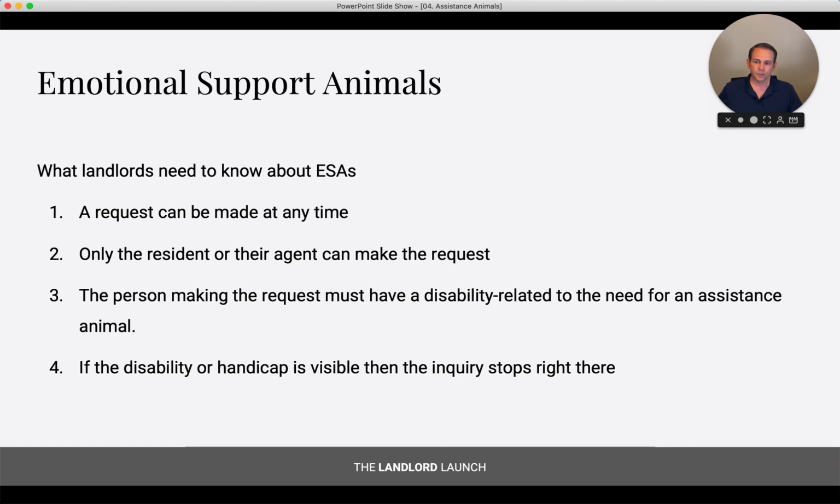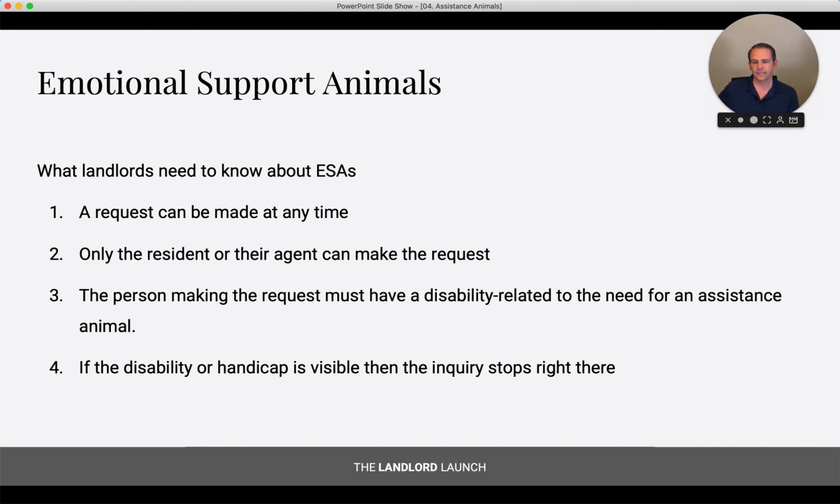Now, only the resident, or if they have some sort of person, it says agent here, but a caretaker, a person that's responsible legally for taking care of them, only the resident or the agent can make the request. You can't have a brother-in-law come in and say, hey, listen, you need to let this person have a dog because they're dealing with this. That doesn't meet the criteria of making the request. The resident or their agent has to make the request.